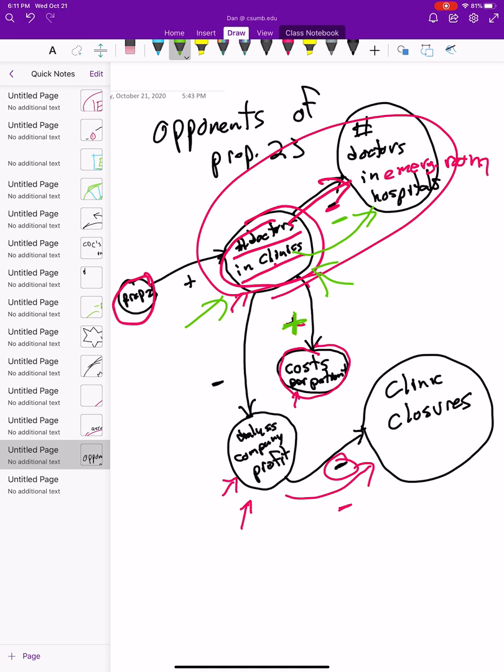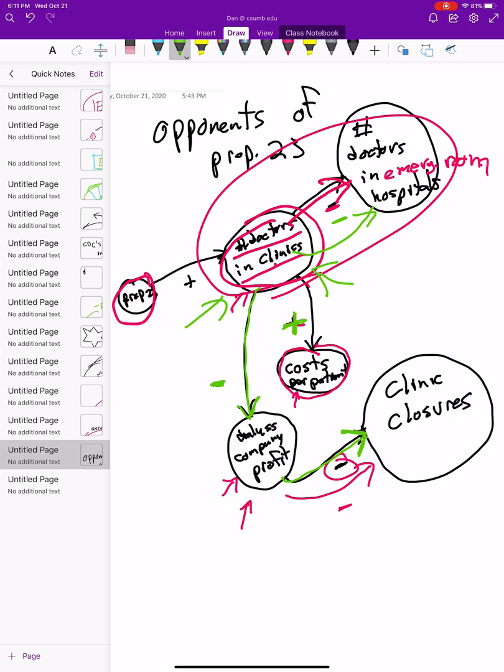They would additionally argue, those who oppose Prop 23, that more doctors in the clinics will mean fewer or smaller profits for the dialysis company, and that is something I think the two sides would agree upon. The difference here, what I'm seeing, is that lower profits for the dialysis company, they would argue, mean that they're going to have to close some of the clinics. So clinics are going to be less available to the people who need them. And there's a lot of people who need them. I think both sides agree to that.